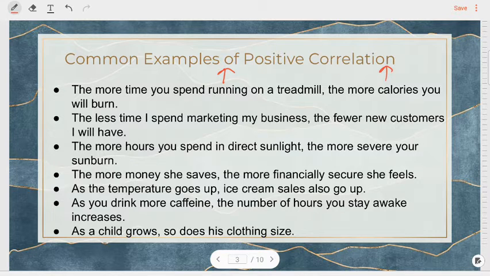These positive correlations also work in the exact opposite. These trends have to be going the same way. So the less time I spend marketing my business, the fewer new customers I have. So down and down. The more hours I spend in the direct sunlight, the more severe my burn. So up and up. The more money I save, the more financially secure. So you can see that these positive correlations, the trends go in the same direction. They have the same effect.